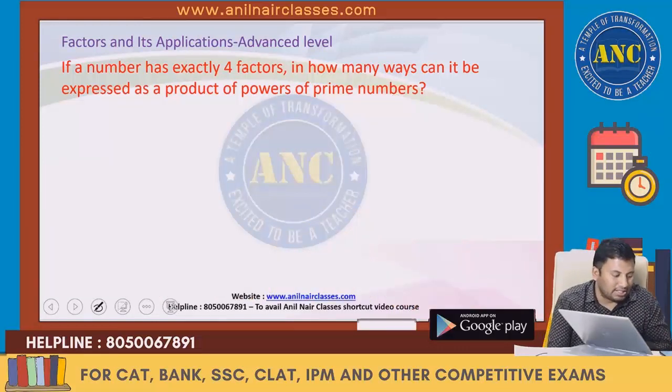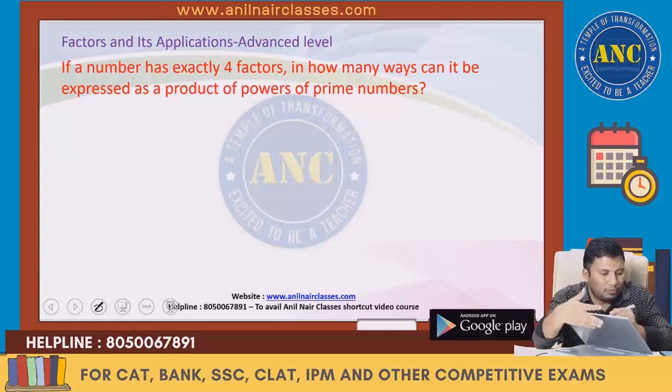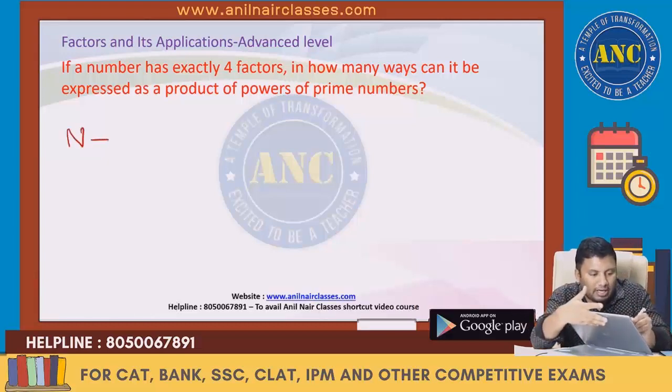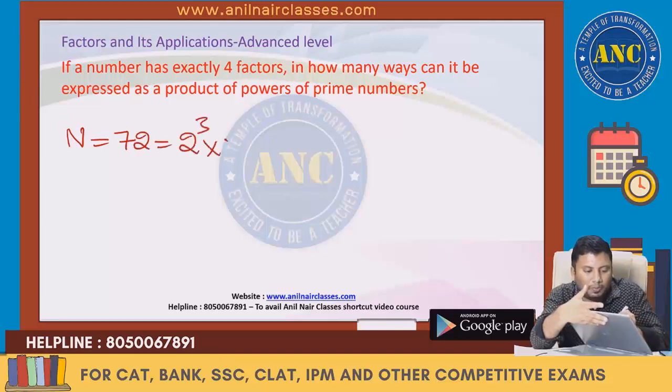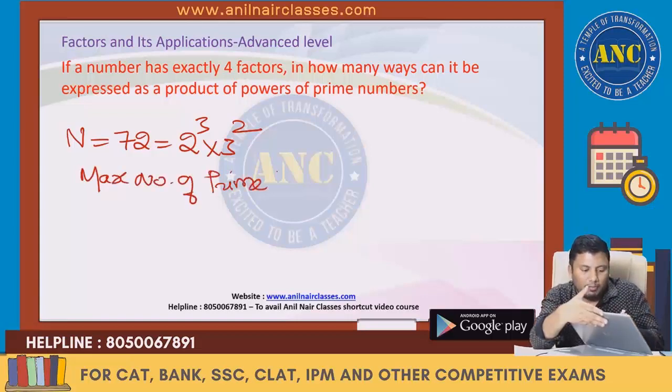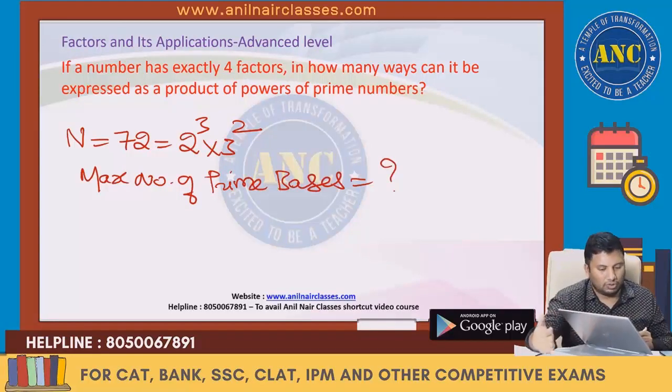One more example. N is 72. 72 is 2 power 3 into 3 square. Maximum number of prime bases it can take. How much?